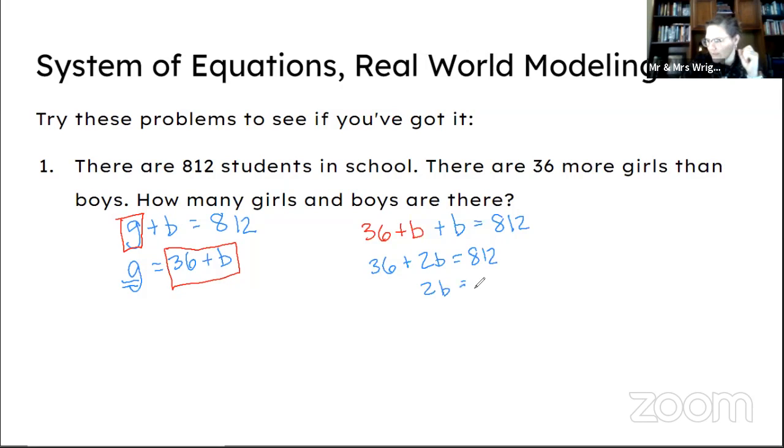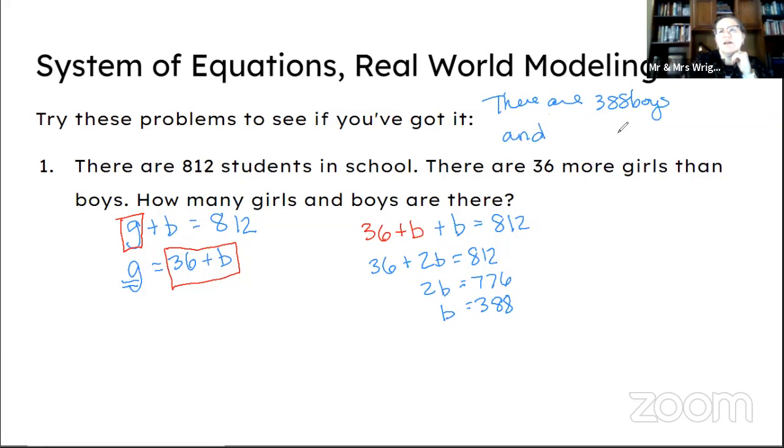So using my calculator, I'm going to get 776. And then I have to divide by 2 to undo this 2 times B here. So using my calculator, 776 divided by 2, I'm going to get 388. So that tells me that there are 388 boys.